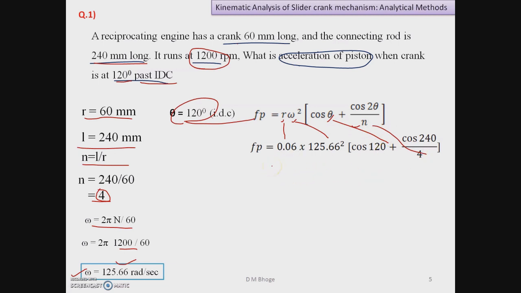Now after solving this equation, we get acceleration of piston as minus 592.141 meter per second square. That means the piston is retarding as indicated by the minus sign.